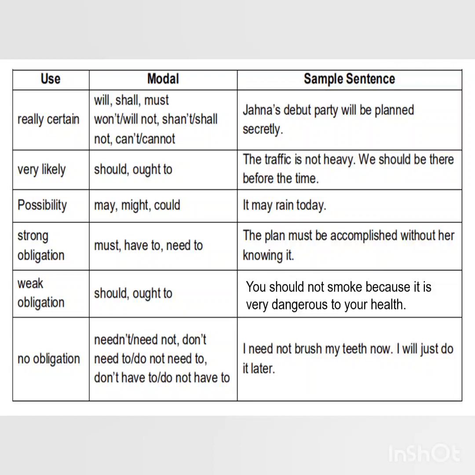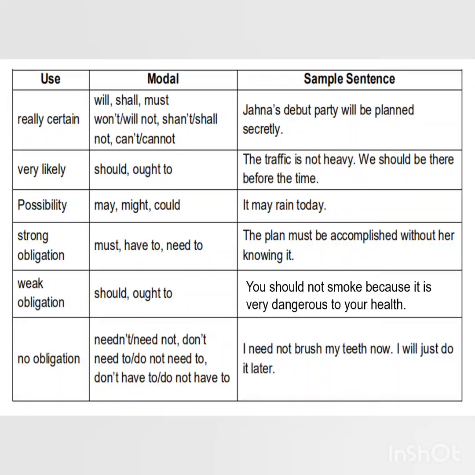When a person is really certain with what he or she is going to say, he or she can use modals like will, shall, must, won't, will not, shan't, shall not, can't, and cannot. Sample sentence: Jana's debut party will be planned secretly. For the use of very likely, modals like should and ought to can be used. For instance, the traffic is not heavy. We should be there before the time.